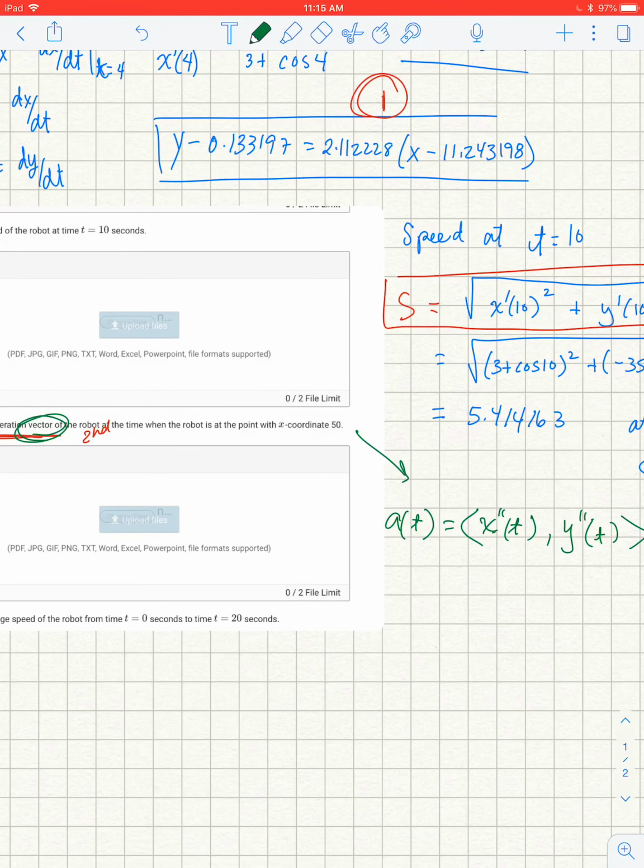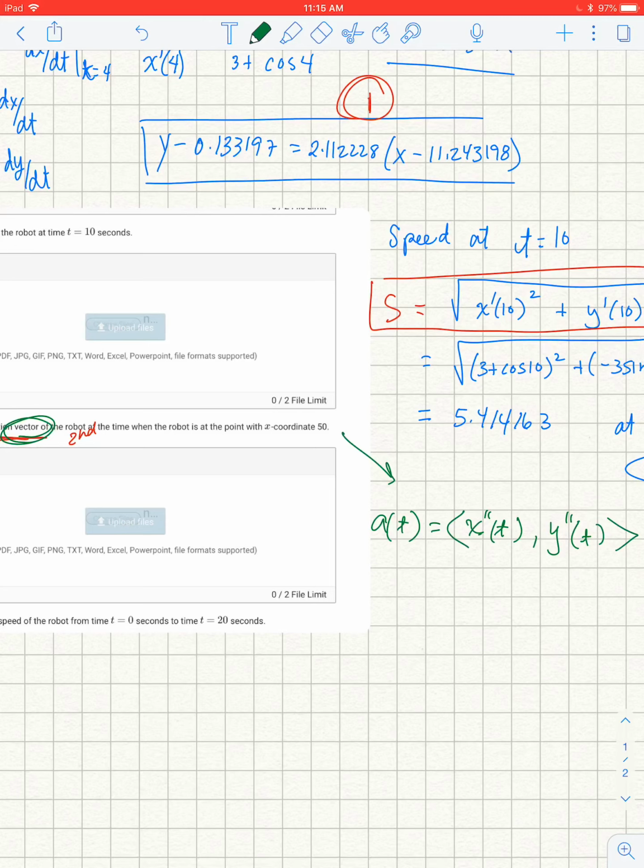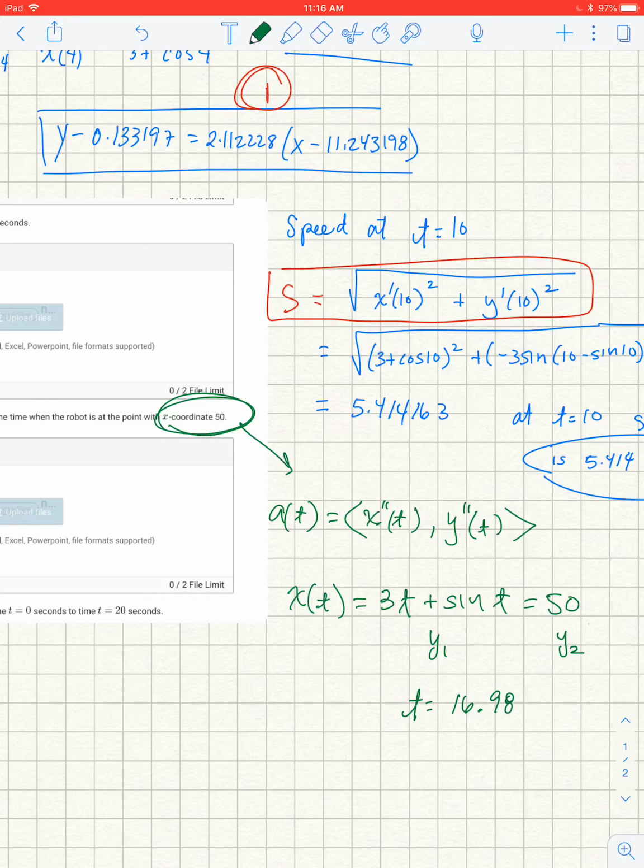Okay, so now the other thing that they're saying is you have to find out what time is because they're only giving you the x coordinate. So you need to set x of t in your calculator to 50. So make this y1, make this y2, and then see where the intersection would be, and that came out to 16.985798.